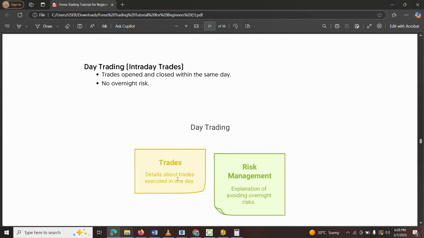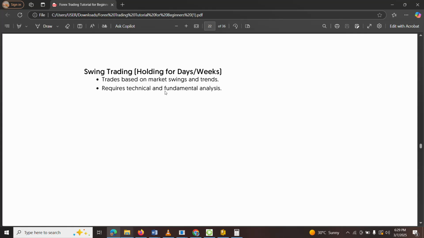These are the trades executed in one day. That is intra trades. So the swing trades, we have that. These ones are trades based on market swings and trends, and also require technical and fundamental analysis. Maybe if you are not able to understand exactly what is technical and fundamental analysis, you may let me know via the comment section.